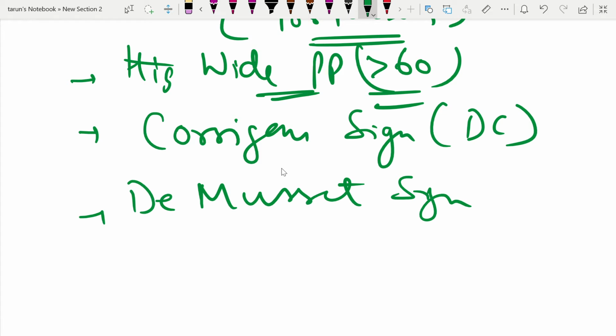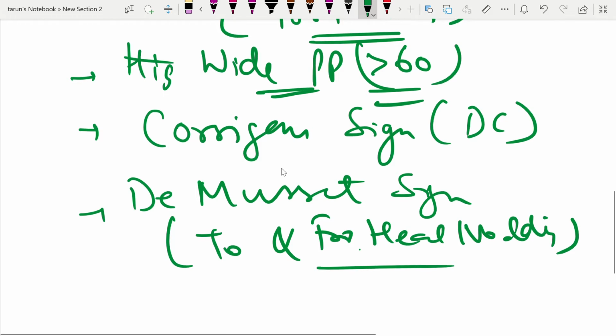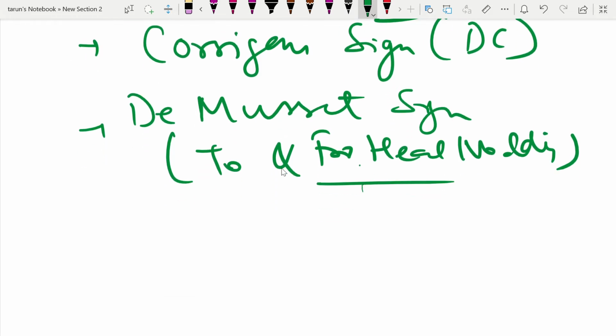There is to and fro head nodding synchronous with each carotid pulsation or heartbeat. There is systolic extension of the neck. So to and fro head nodding is De Musset sign, which is seen with each carotid pulsation, which is synchronous with the heartbeat also.